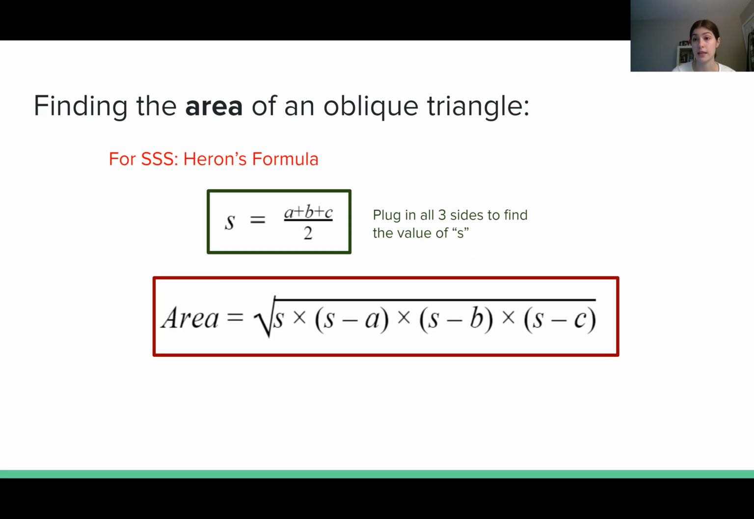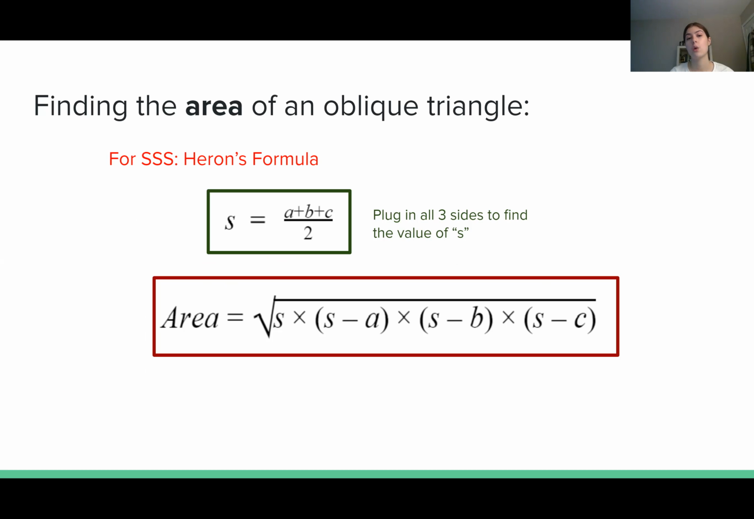So to solve for S, this letter S, it's going to be equal to A plus B plus C divided by 2. So all we're doing is taking the three sides that are given to us, right? Like I said, this formula is for when we're given side, side, side. This one is for side, angle, side. This Heron's formula is for side, side, side. So we're going to take all of these three sides, add them together, and divide by 2. And that now becomes our value of this letter S, all right?